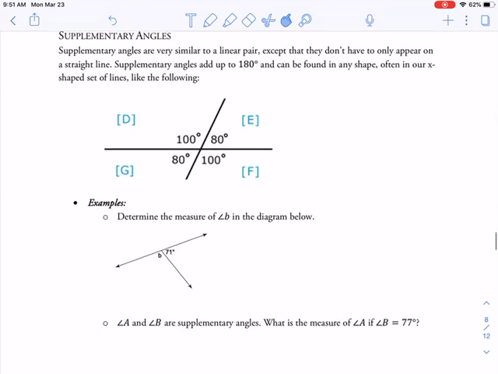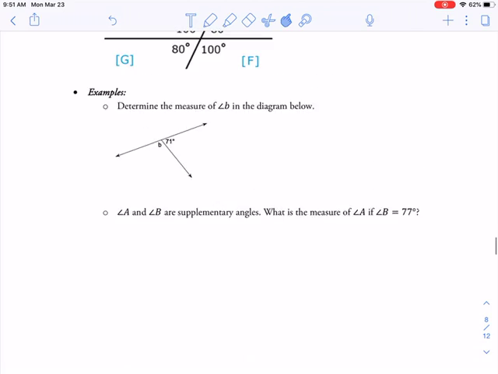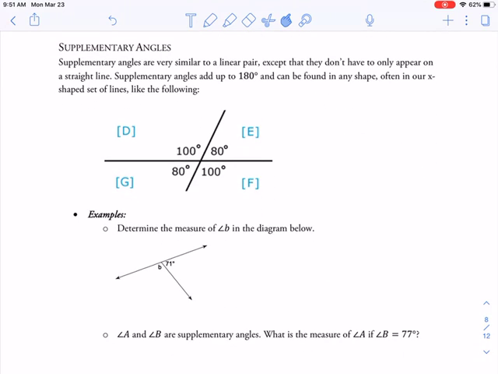Okay, so supplementary angles, we just have a couple examples here down to the bottom of page 8, and then we're done. Okay, so supplementary angles are very, very similar to a linear pair because they add up to 180. And they often are found in our X-shaped lines, like this example down here, okay?